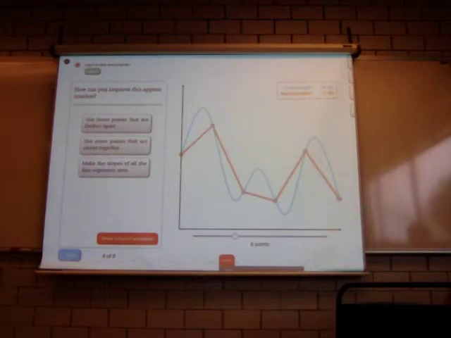Exactly. So these orange line segments are used to approximate the length of the blue curve. The sum of the lengths of the line segments, each of which is calculated using the Pythagorean theorem, is shown over here. And the actual length of the blue curve is up here. How can you improve this approximation?